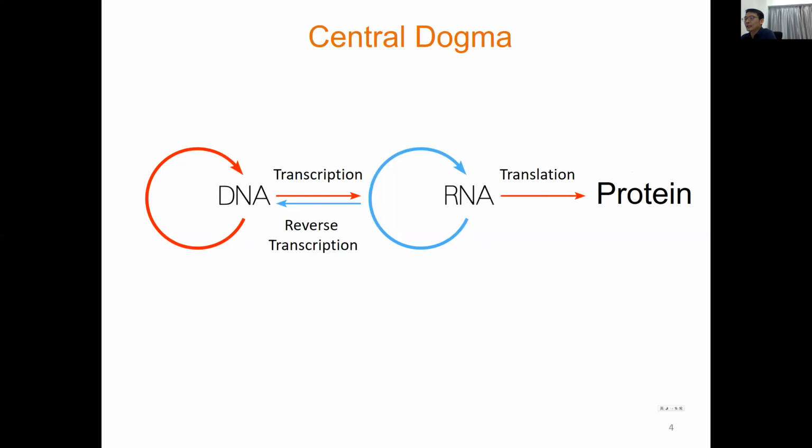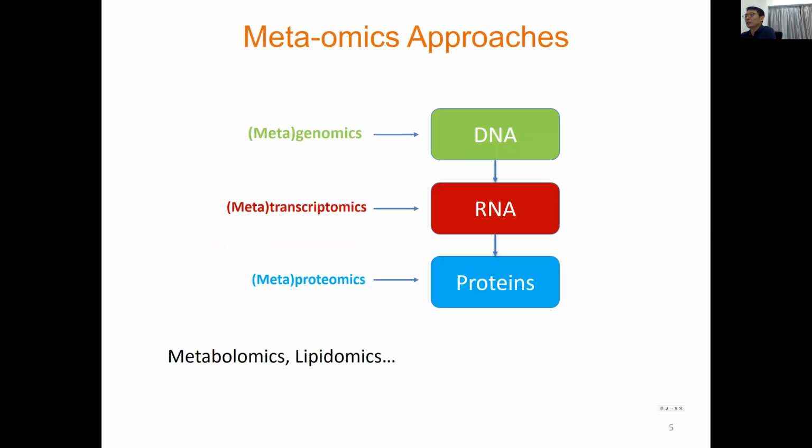And then the proteins are used to catalyze the pollutant degradation. And therefore, based on this, we can study the functions of the microorganism in the wastewater treatment bioreactor based on the investigating of these macromolecules, DNA, RNA, and protein. So we have these metaomics approaches, the metagenomics, metatranscriptomics, and the metaproteomics. And these metaomics approaches are used to study DNA, RNA, and protein respectively.